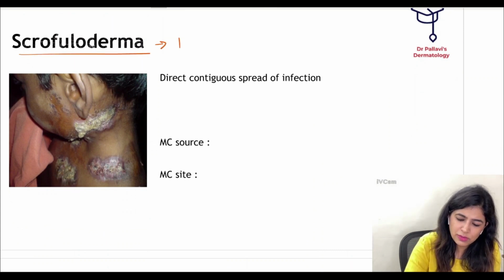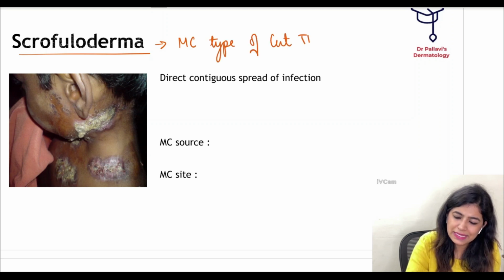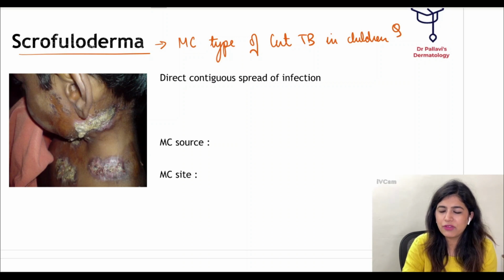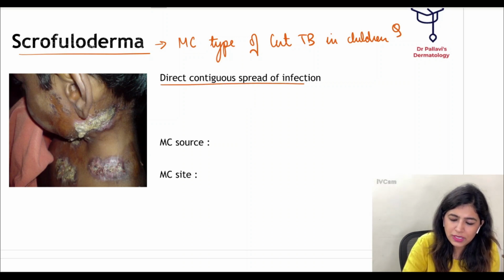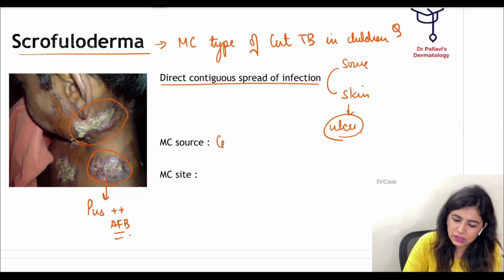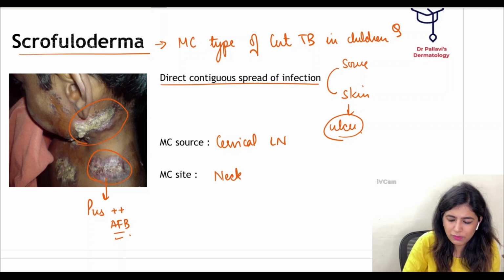Scrofuloderma is a cutaneous tuberculosis which is the most common type of cutaneous TB in children in India. Okay, so this is the most common type of cutaneous TB in children. It happens due to direct contiguous spread of infection from the internal source onto the skin, which ruptures in the form of an ulcer with typical undermined edges and bluish margins. There is a copious amount of pus which is full of AFB. The most common internal source are the cervical lymph nodes, and the most common site obviously will be the neck.